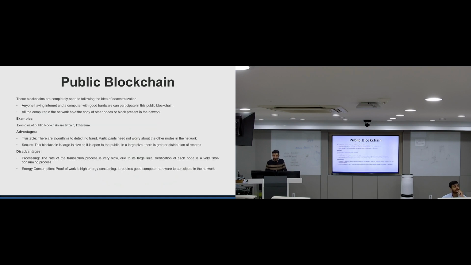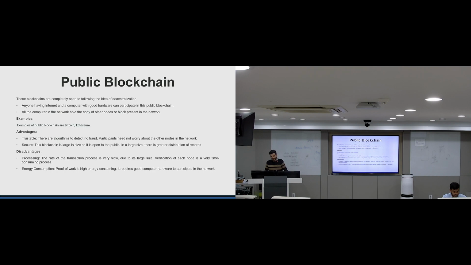Public blockchain. These blockchains are completely open, following the idea of decentralization. Anyone having internet and a computer with good hardware can participate in a public blockchain. All the computers in the network hold a copy of the data that is in the blockchain. Examples of public blockchain are Bitcoin and Ethereum.